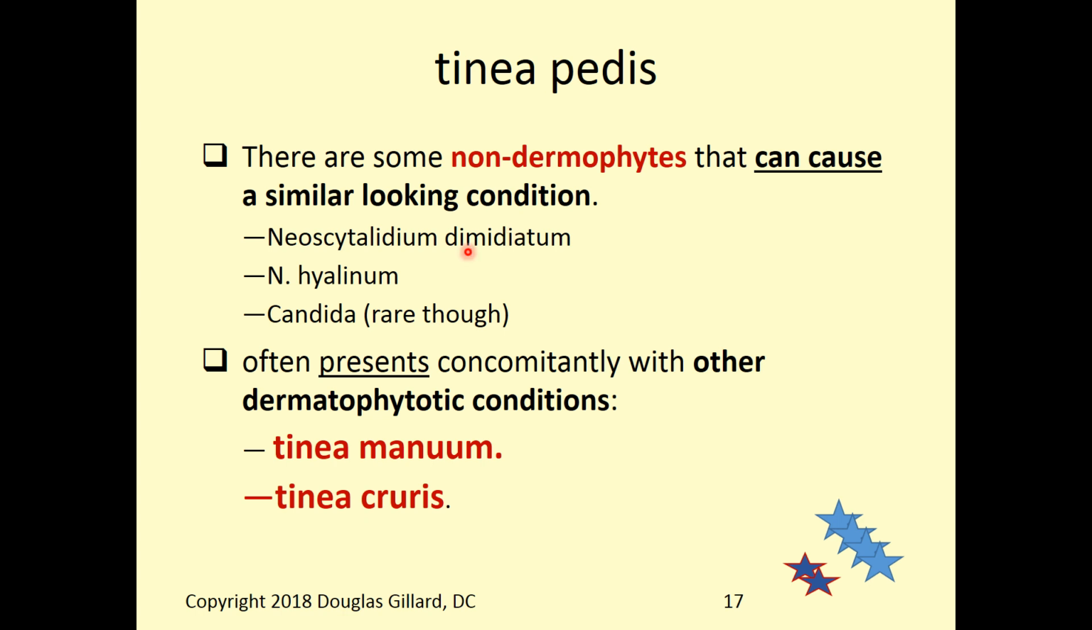rubrum. It often presents concomitantly with other dermatophytic infections. So very common, Tinea pedis occurs with T. manuum as well. So you could have, especially the interdigital type of Tinea pedis, it extending from in between your fingers right onto the dorsum of your hand. So then you actually have a double type of infection. People with Tinea cruris also tend to have Tinea pedis as well.